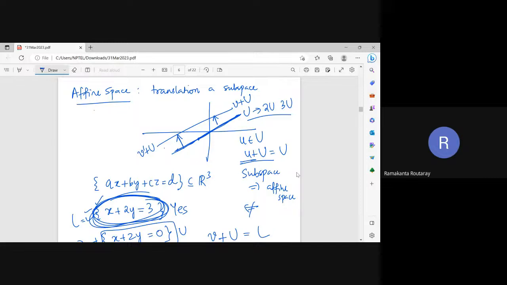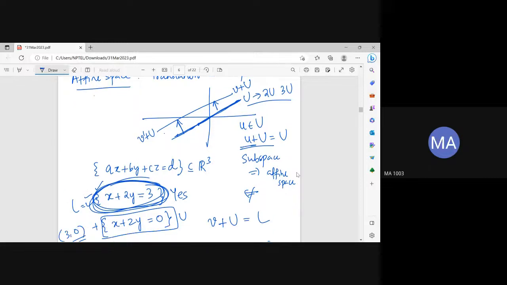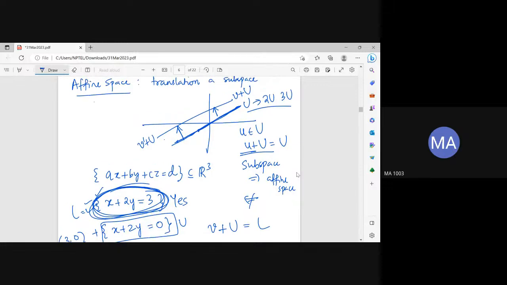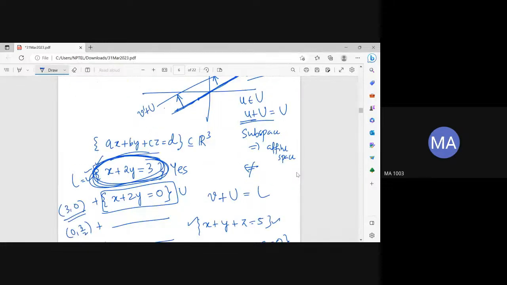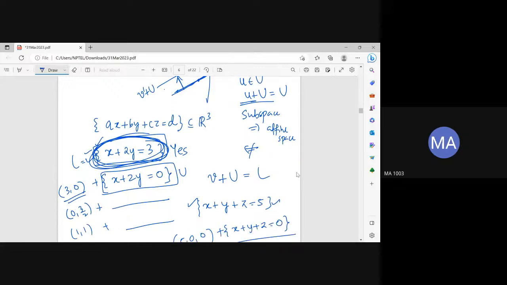Okay, so that factor from where I'm getting and adding, it is getting shifted by that much. So it depends on which affine subspace you're looking at. See, x plus 2y is equal to 3. You want to check whether this is an affine subspace or not. So you take a point from this line. That is why I'm taking (3, 0) and (0, 3/2) from the line x plus 2y is equal to 3.